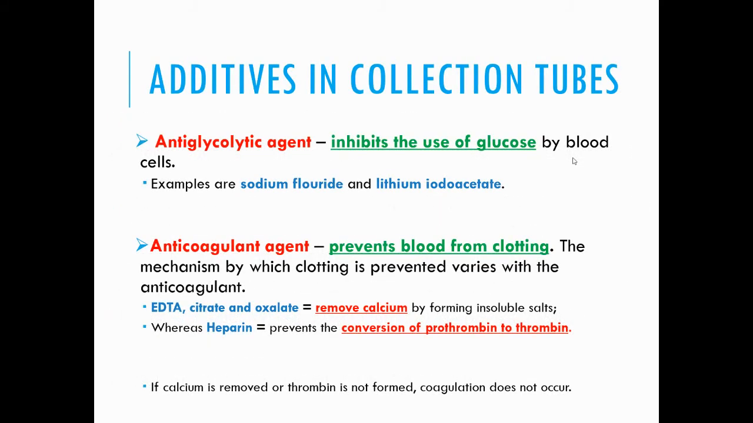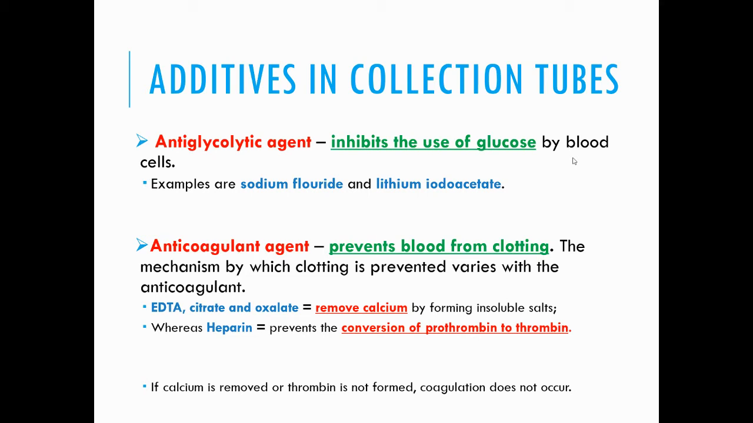So additives in collection tubes: the anti-glycolytic agent inhibits the use of glucose by blood cells. Examples are sodium fluoride and lithium iodoacetate. The anticoagulant prevents our blood from clotting, especially for different tests that require blood not to clot. So we have the EDTA, citrate, and oxalate to remove calcium by forming insoluble salts.